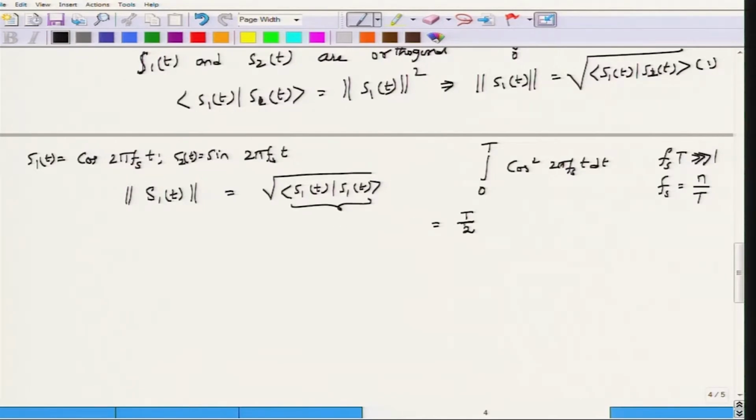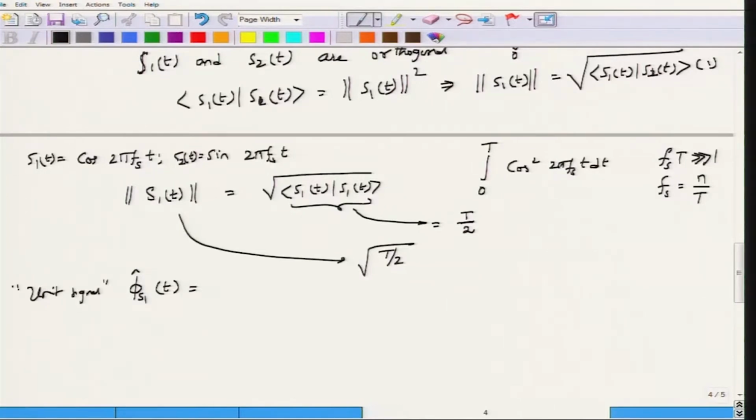So, what I have obtained is the inner product, but if I want to find the length, I have to take the square root of the inner product. So I get square root of t by 2. Therefore, the signal phi S1 of t, which is the unit signal, is given by the original signal S1 of t divided by square root of t by 2, which I can rearrange and write as square root of 2 by t cos 2 pi fst.